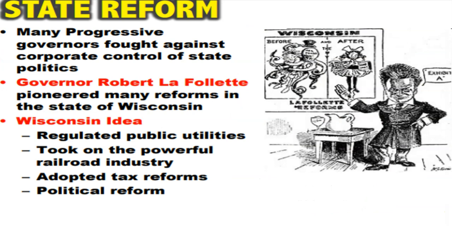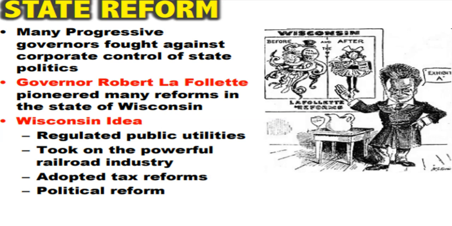State reforms. Many progressive governors fought against corporation control of state politics. One of the big names out there is Robert La Follette. He was from Wisconsin, and he basically pioneered many reforms in the state of Wisconsin. Some of those reforms included regulating public utilities, taking on the powerful railroad industry, adopting tax reforms that would benefit people, and political reforms.